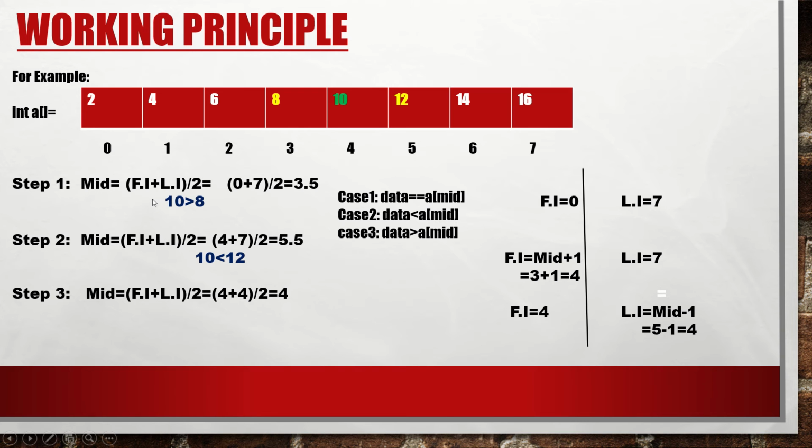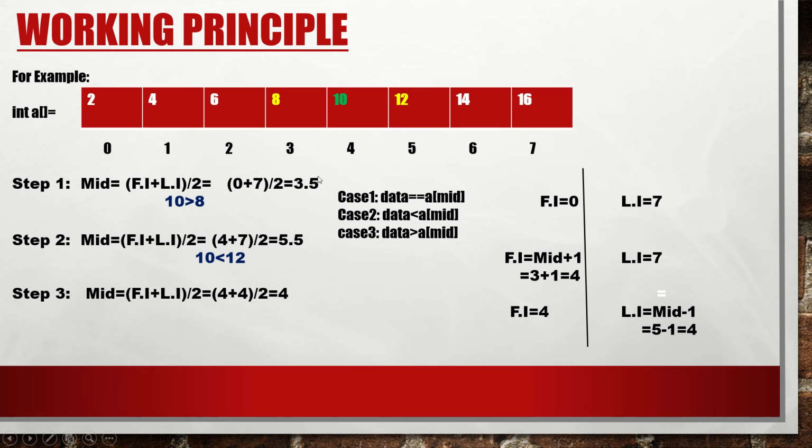So first index plus last index, that is 0 plus 7. 0 plus 7, that is coming 3.5. It will take the floor value, that is only 3. That 0.5 it will not take. Compiler will take only the 3. This 3, that is the floor value.